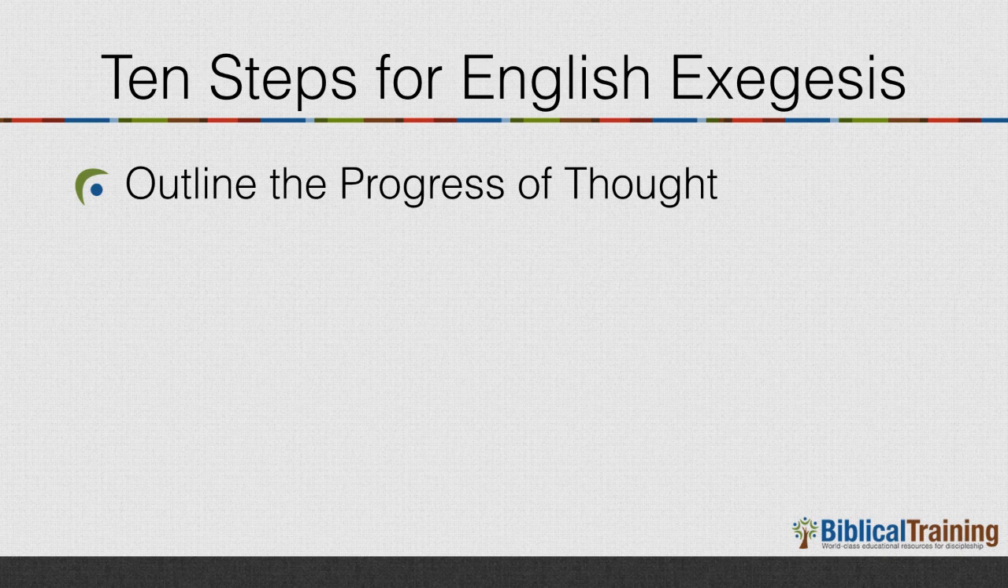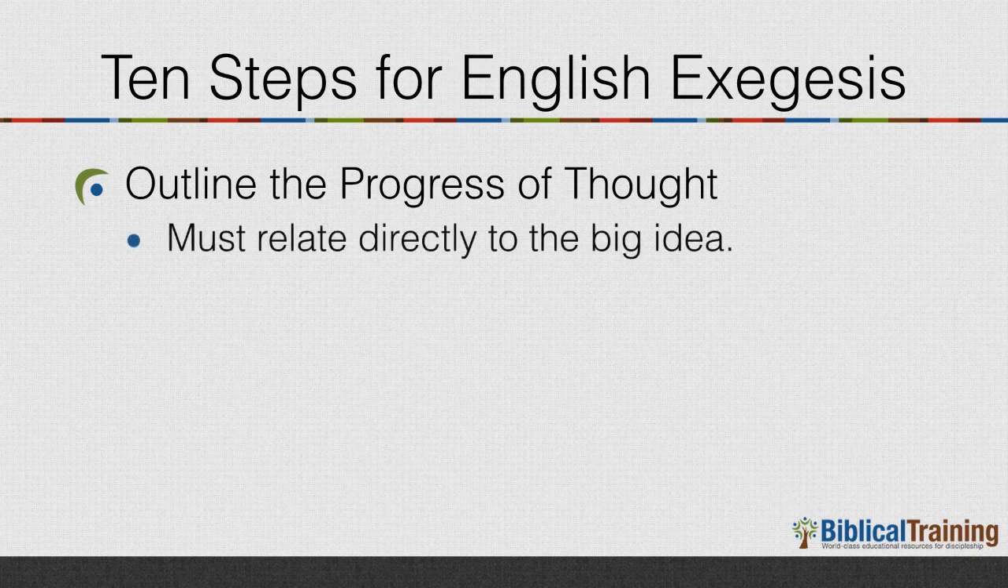Ask, how is this thesis statement developed in the progress of the passage? Your points, your subpoints, in other words, the progress of thought, should reflect this development. There are various ways to outline a passage, but however you outline the passage, every point in a good outline must do two things. Every point in a good outline must first relate directly to your thesis statement. Once you've established a thesis statement, every subpoint or every point that you're going to teach should relate directly to the big idea.